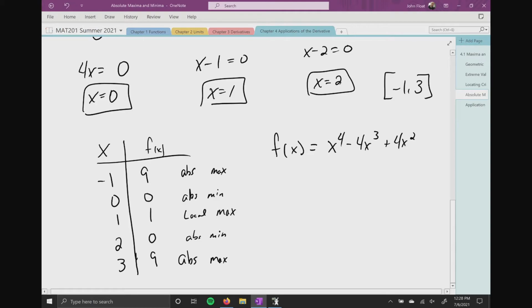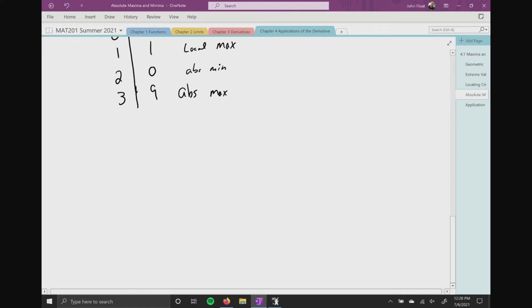Perfect. All right, let's do one more. We'll do one more like this. Let's see. I haven't done any trig ones yet, so let's do a trig. So how about f of x equals sine of 3x on negative pi over 4 comma pi over 3. Okay?